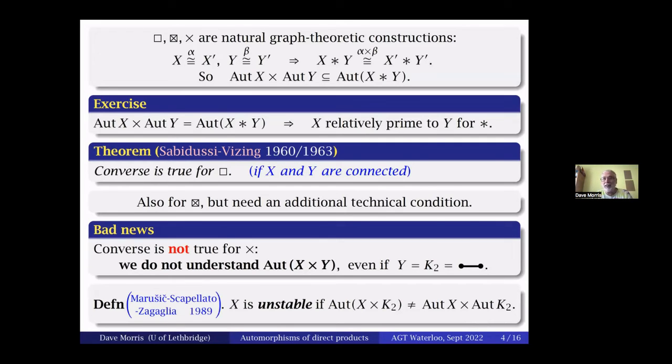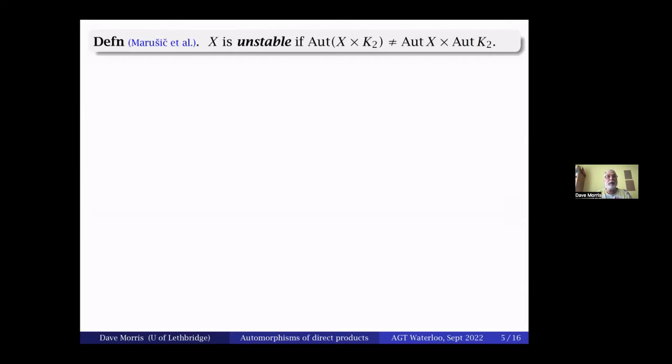The bad case, or unstable case, is when there's some other automorphism that does different things to the top than it does to the bottom, and it just came from nowhere, basically. We don't understand those automorphisms. But that's what I want to talk about today. I want to understand which graphs are unstable. When are there automorphisms that we didn't know about that weren't obvious?